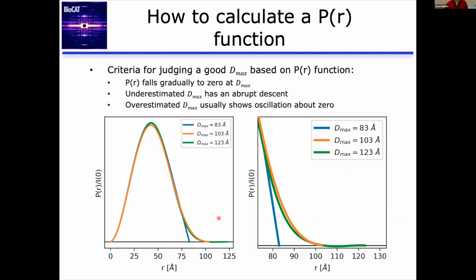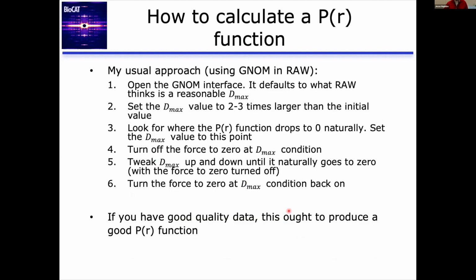So a little bit more on these kind of judging criteria, right? So here's the same protein where I've calculated the maximum dimension at 83, 103, and 123 angstroms. And what you'll see is for 103, it comes down kind of nice, smoothly to 0. For 83, it's forced down to 0 very sharply. And for 123, it comes down and it stays about 0 and oscillates about 0. So this is kind of what you want to look for when you're judging a good maximum dimension.